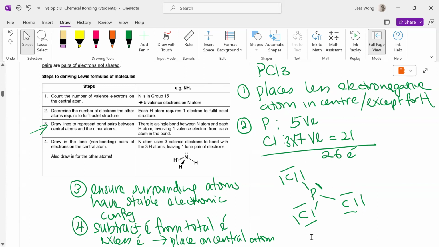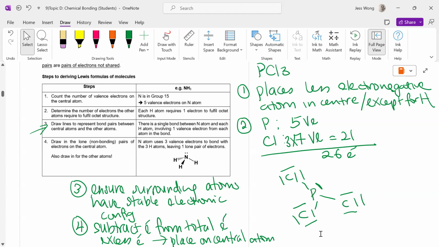Now, some of the questions will be, when do we do double bonds? We do double bonds when there are not enough electrons to give every atom an octet or stable electronic configuration, and none of the atoms are allowed to have less than an octet. Then we will do double bonds. So after drawing, you check for an octet for all the atoms, or a stable electronic configuration for all the atoms.